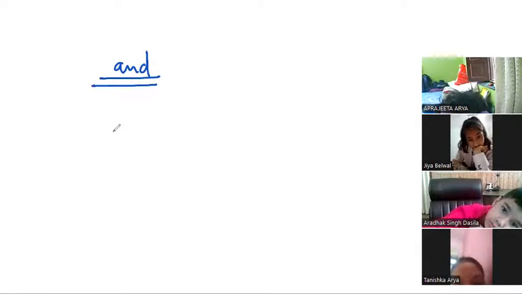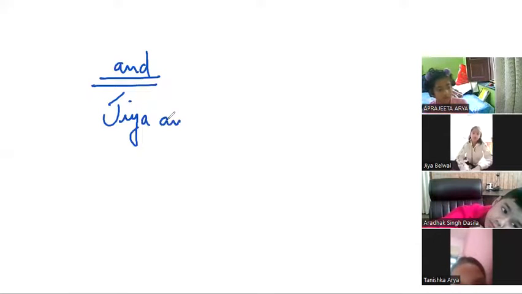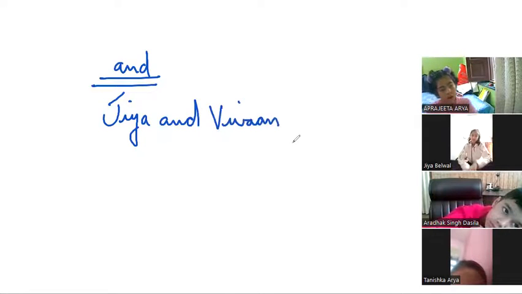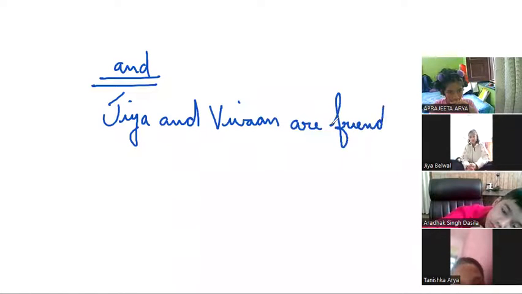Any two verbs which are joined with and, any two different verbs, right? They will take a plural. For example, if I say Gia and Vivan are friends. I'm not saying is friends, are friends. Okay, very, very important. So any two or more verbs joined with an and will take a plural if they are referring to two different things. But if they are referring to the same thing, then they will take a singular.